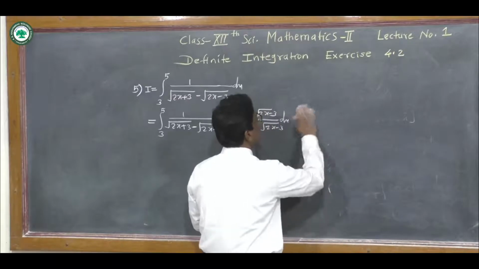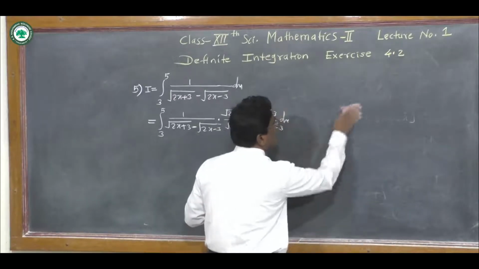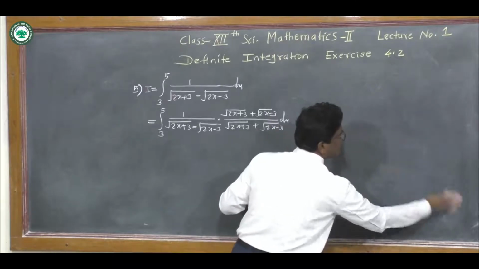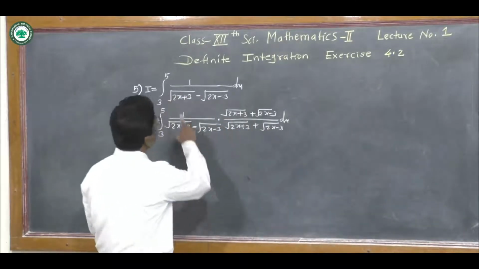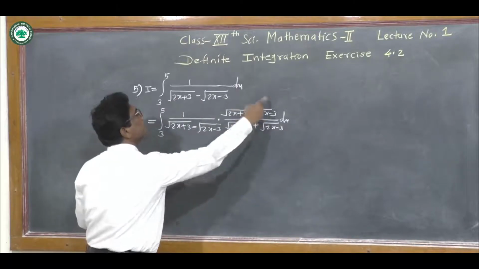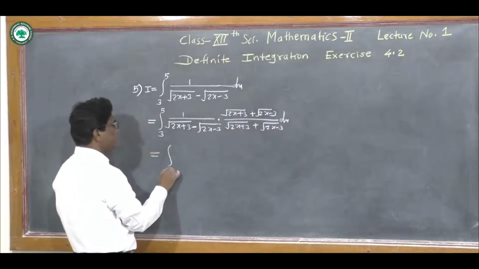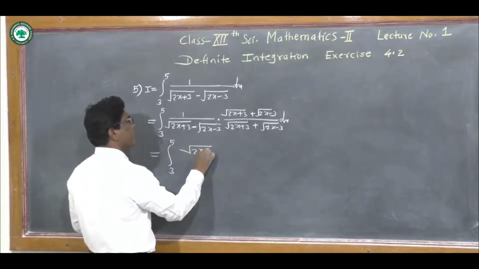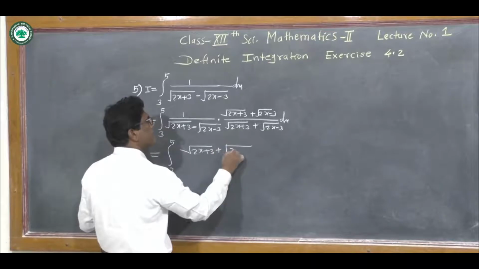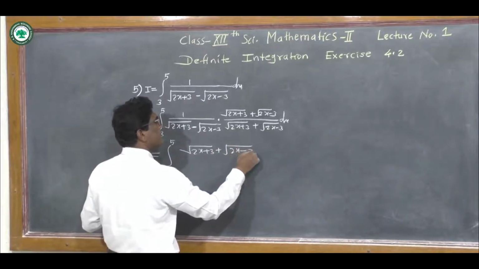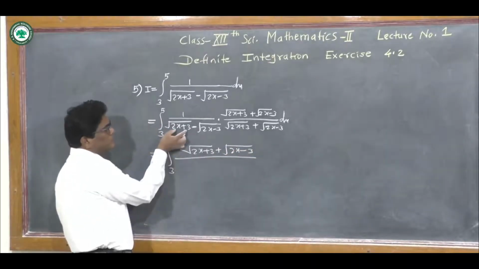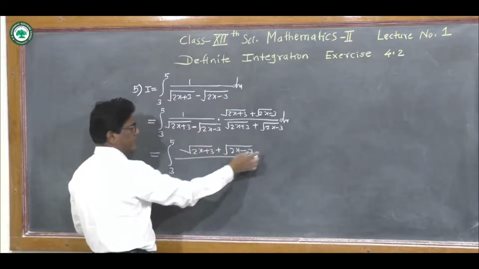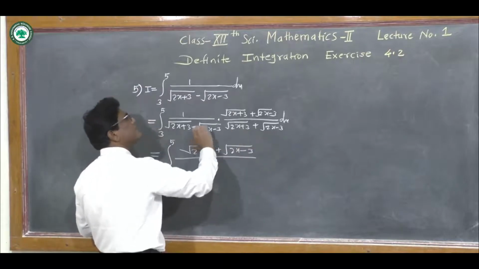Now take the multiplication of both the numerators and both the denominators. In the numerator, 1 into this numerator, that is this denominator. So this is equal to integration from 3 to 5 of root of 2x plus 3 plus root of 2x minus 3, divided by root of 2x plus 3, root of 2x minus 3, root of 2x plus 3, root of 2x minus 3, only here minus sign and plus sign.